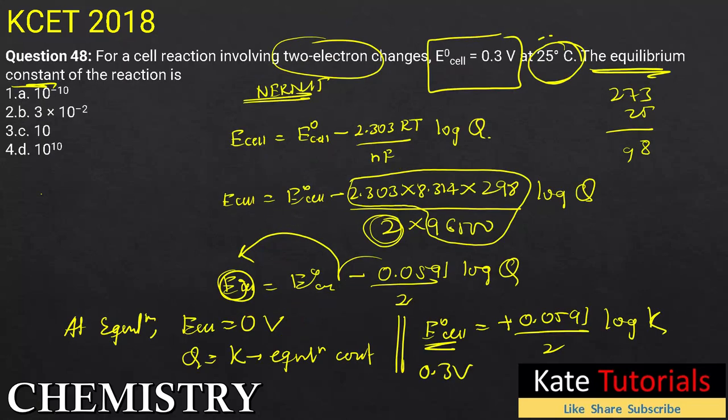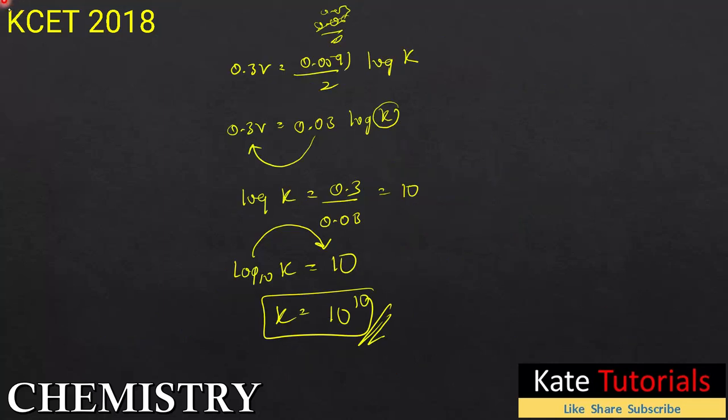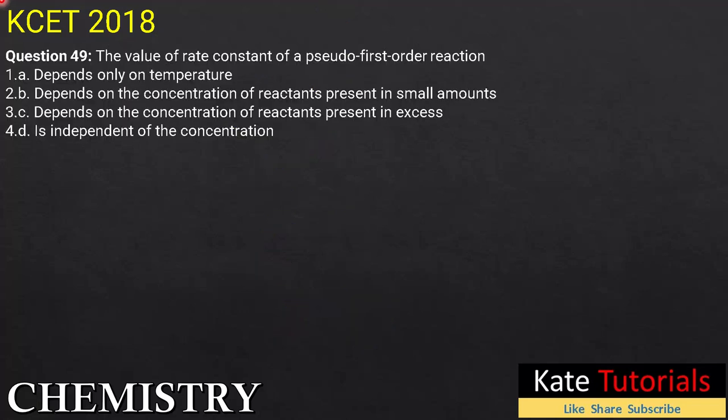So what is the answer? 10 to the power 10. Fourth, or D, is the option. If you don't know the formula and this simple mathematical calculation, then you can't solve such problems, right? So I am not going to help you with this. You should know that.